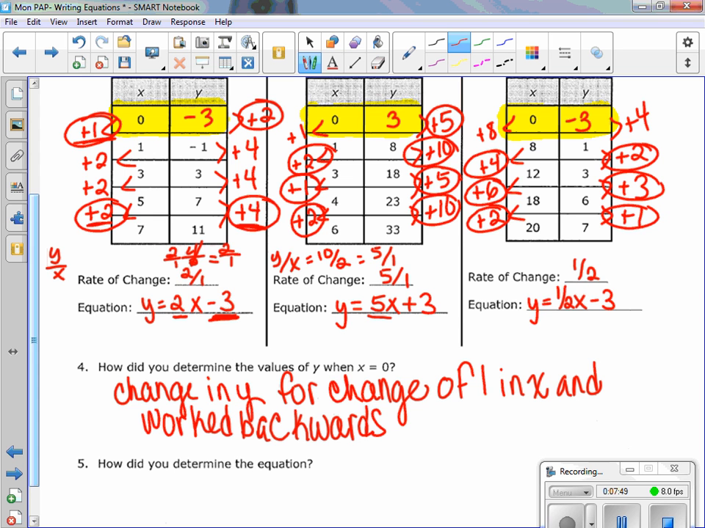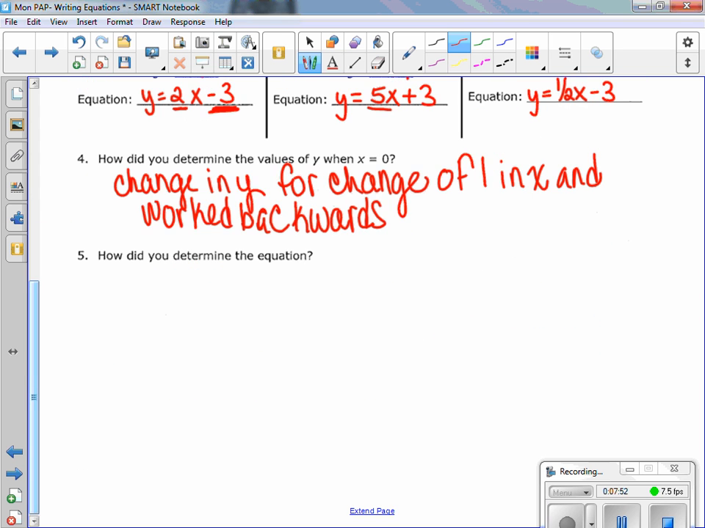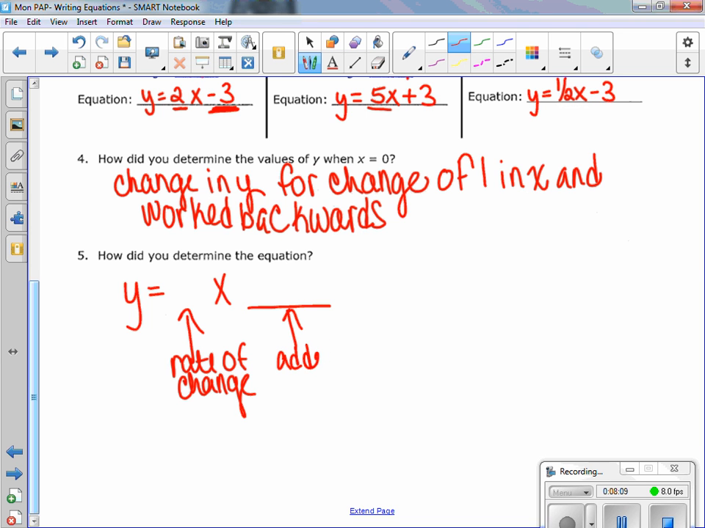How did you determine the equation? Our format was y equals rate of change, which you'll be given a special word for this next year, variable, and then we added or subtracted the value of y when x equals 0. And we got this again from our table.